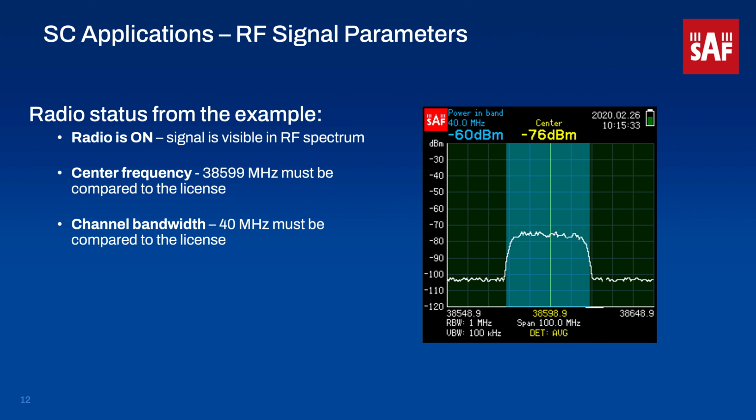So this means that we have captured the signal, and from this we can determine the center frequency of the channel, and also the bandwidth of the channel. Both of those things we can do with the help of the built-in feature called power in band. This will also calculate the received signal levels. But in this case, we are more interested in verifying the channel bandwidth, if it is set to the correct value according to the license.